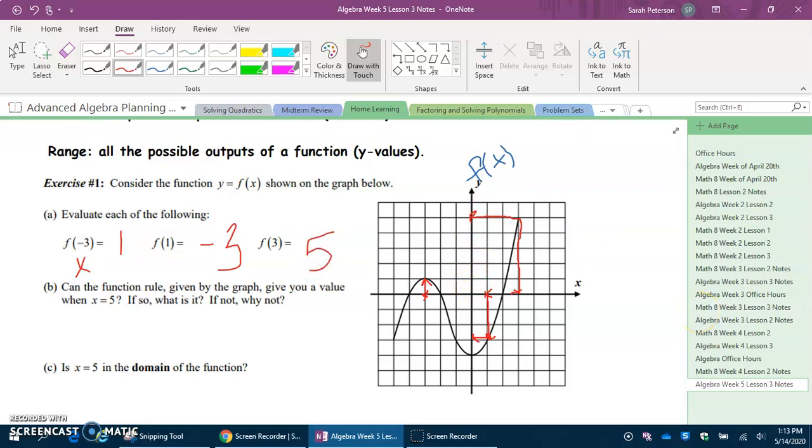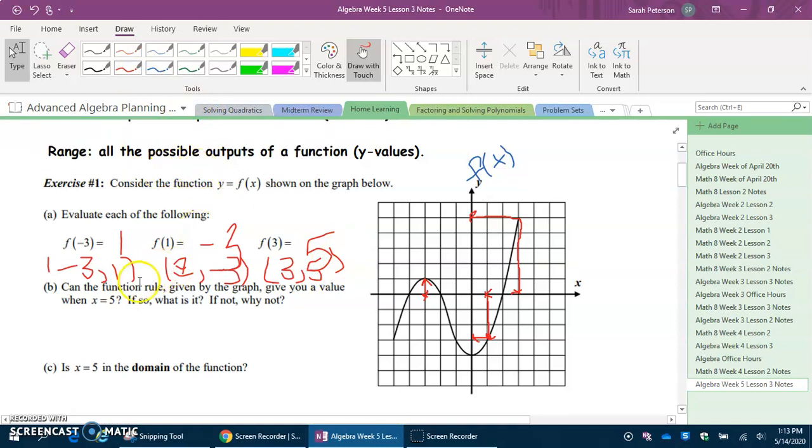So if you remember, I can also write these as points. I can write this as negative 3, 1, 1, negative 3, and 3, 5. So that's just another way to write points on the table.